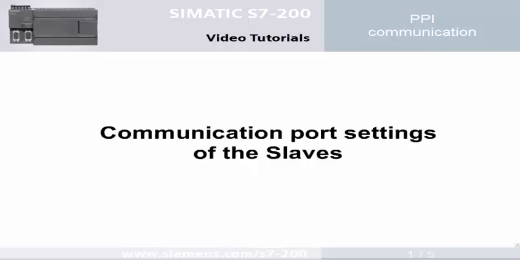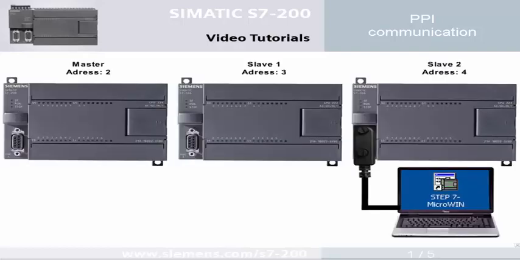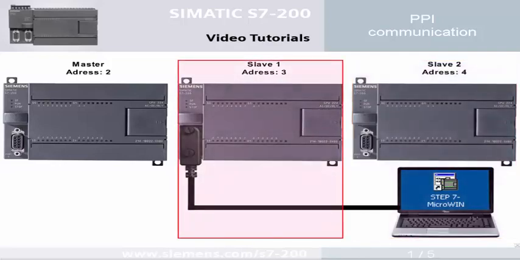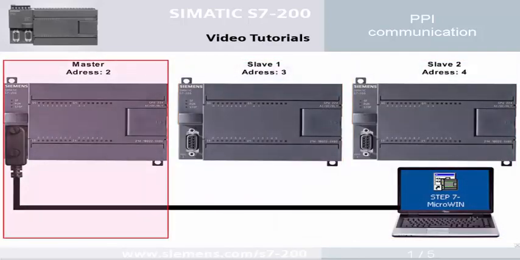Step 1. Communication port settings of the slaves. For identification, unique addresses must first be assigned for the PLCs. The master receives address 2, slave 1 the address 3 and slave 2 the address 4. Address assignment is illustrated with slave 2 as an example. To avoid overlapping addresses, only the PLC to be configured must be connected with the programming device.